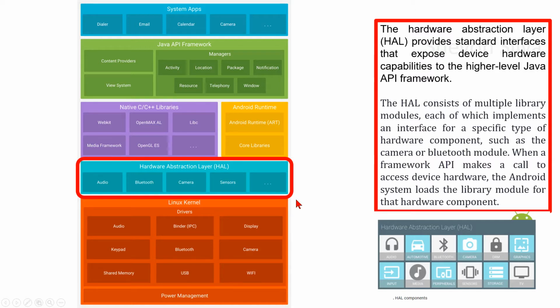When a framework API makes a call to access device hardware, the Android system loads the library module for that hardware component. Here you can see the hardware abstraction layer and HAL components: audio, automotive, Bluetooth, camera, DRM, graphics, input, media, peripherals, sensors, storage, TV.